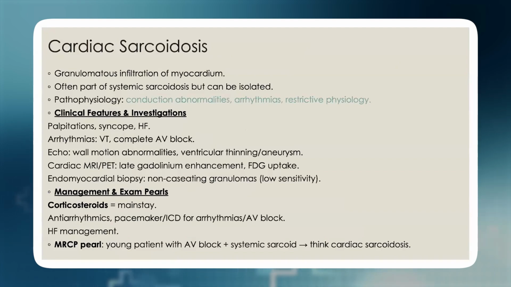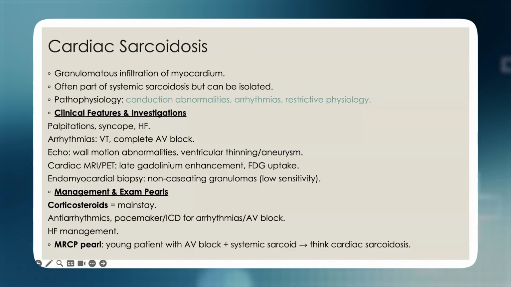Coming to cardiac sarcoidosis, there is granulomatous infiltration of the myocardium and it is often part of a systemic sarcoidosis but can be isolated as well. Pathophysiology: there are conduction abnormalities, arrhythmias, and restrictive physiology. So, in MCQs, the clinical pattern will be a patient with, say, lymphadenopathy or chronic cough, or one very common clinical feature, a favorite of MRCP that comes for sarcoidosis, one skin change. Can anybody tell? Somebody can write down in the chat, or anyone.